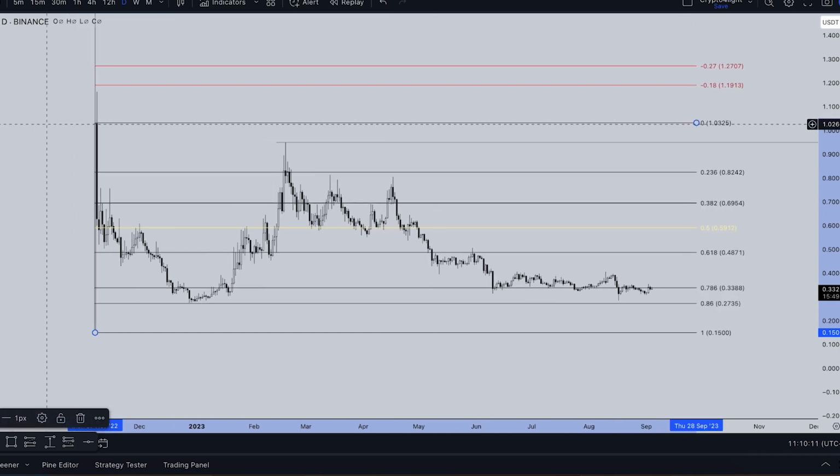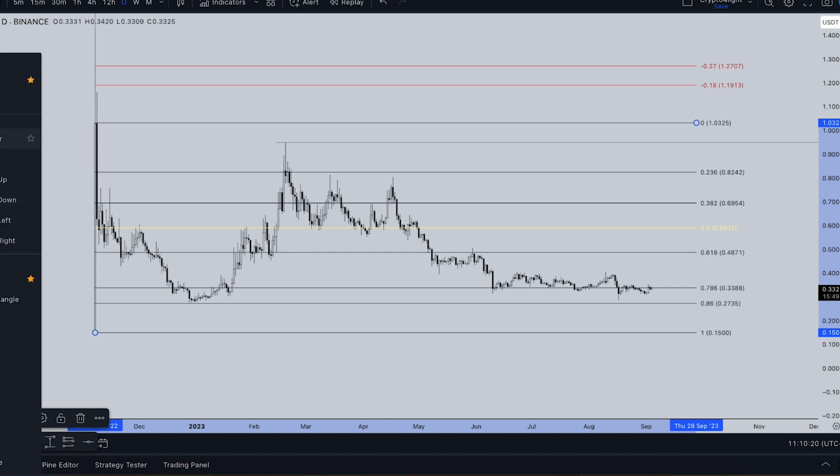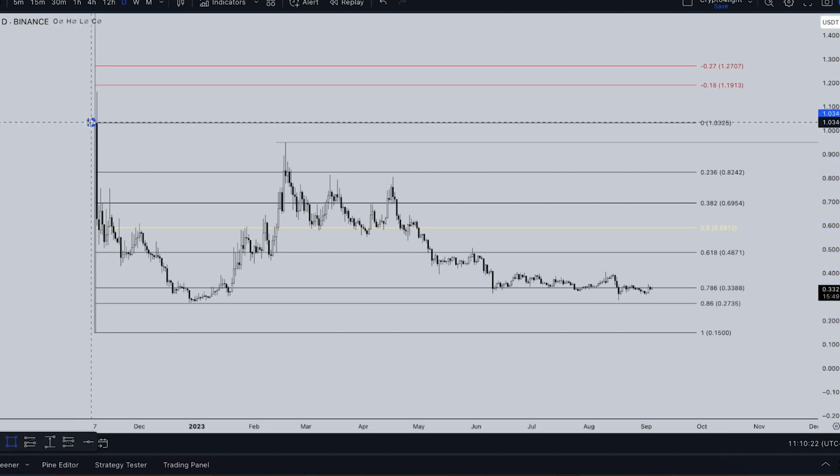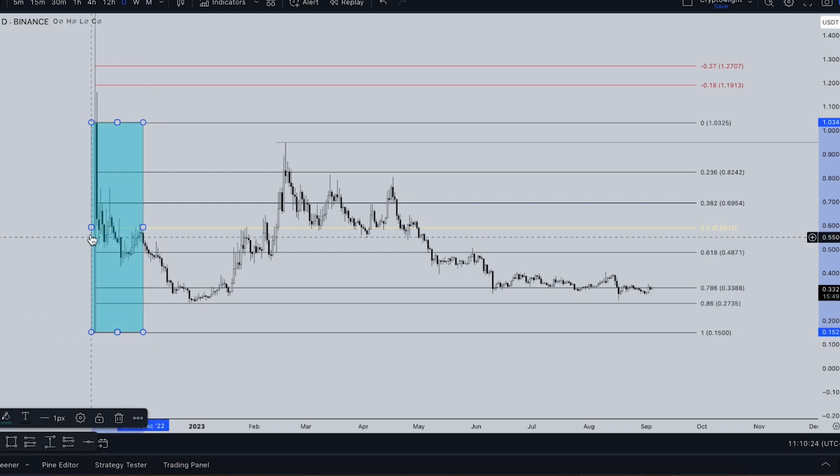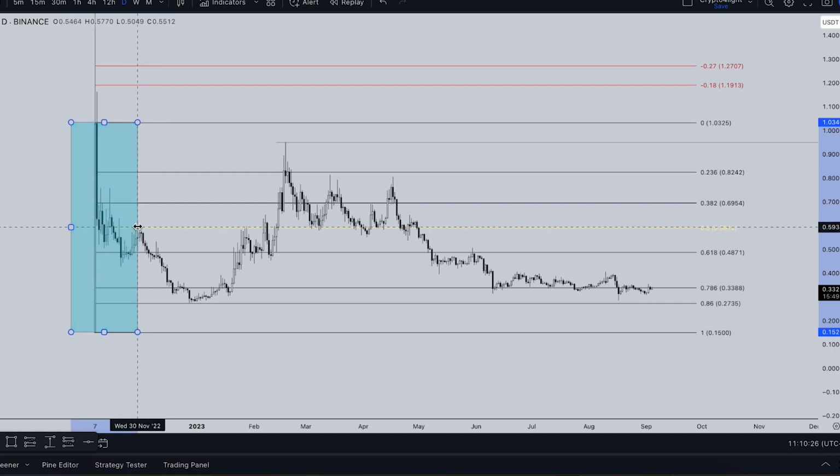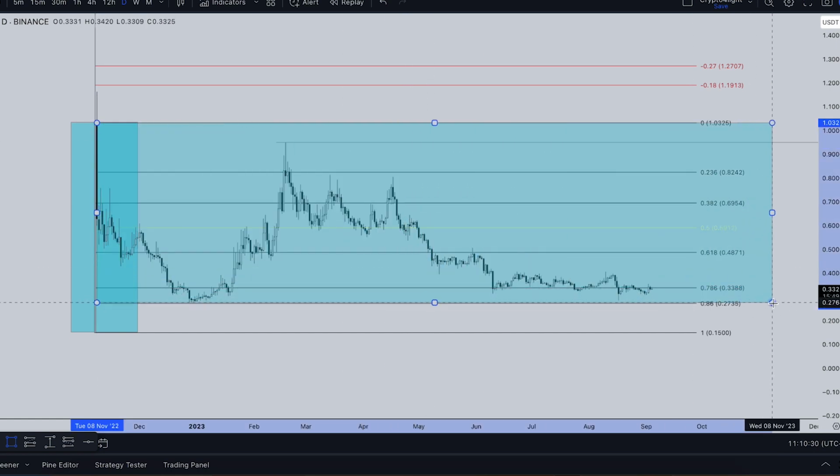So here, this fib is legit. We came in after listing exactly to the 86 level by fib. So basically, like I showed you in the video, we can mark this period as initiation. Here, the next stage is accumulation. Accumulation can be a long-term period.